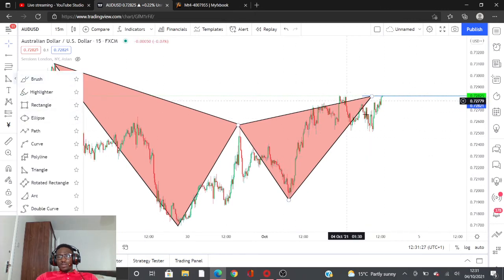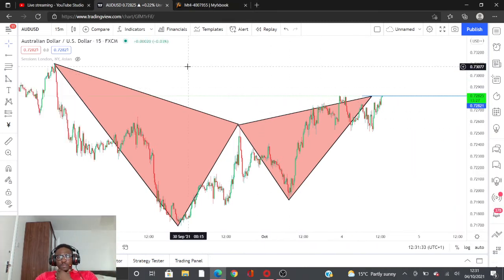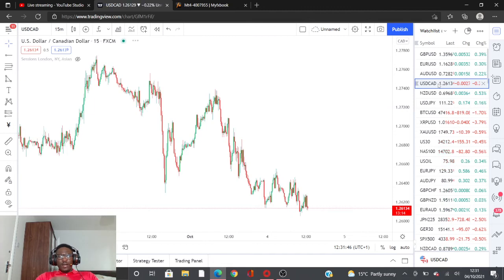I'm gonna keep an eye on this one over the next couple of days in the live trade, and we're gonna talk about it. So I'll leave that. I'm not gonna get rid of that bearish pattern. I'll leave that there, and we're gonna move on to the dollar CAD.